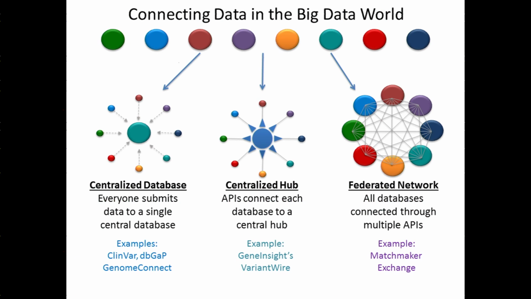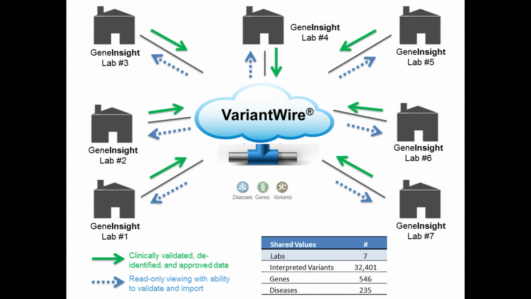Another approach is the centralized hub model as a way to connect databases, but only have to create one connection to the hub, and then the hub manages all that interconnectivity. And we've launched such a system through our Gene Insight software, this share-and-share-alike model called VariantWire, where all the groups that are using this particular software, their databases are connected in real time. To date, they're sharing over 32,000 interpreted variants. These are all clinical labs, so their interpretations are being shared in real time to support clinical assay and testing.